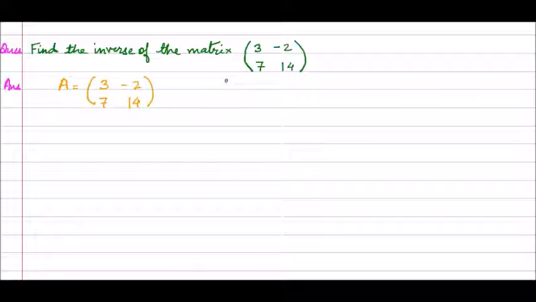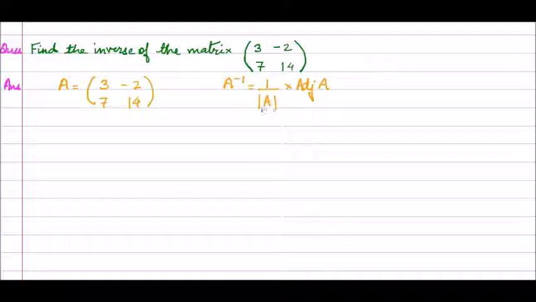So what is the inverse? The inverse of this matrix A is written as A to the power of -1. It is equal to 1 by det A into adjoint A. So A inverse, or inverse of this matrix A, is equal to 1 by det A into adjoint A.